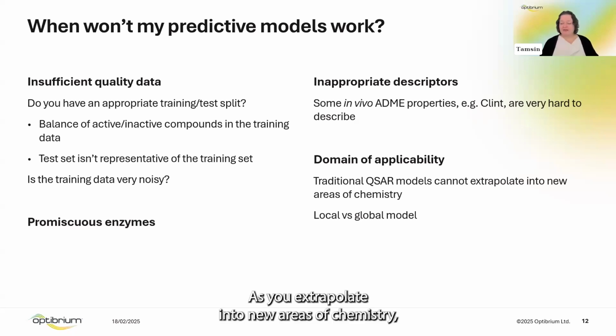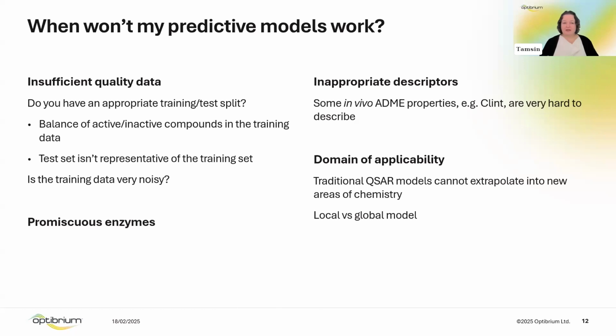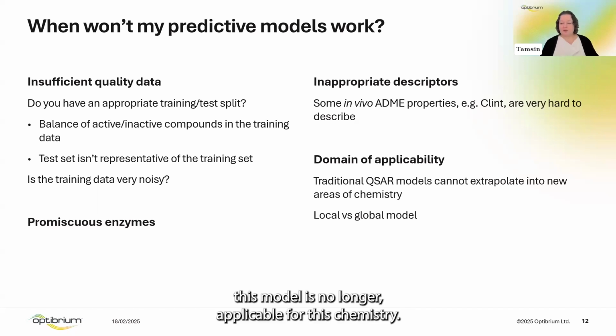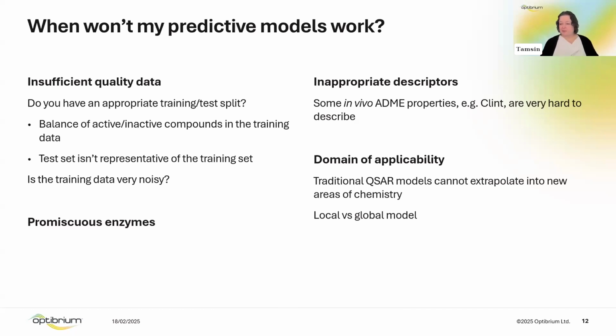As you extrapolate into new areas of chemistry, the models that we build all come with a confidence in the predictions that we make. And as you see that confidence dropping down, that would be an indication that this model is no longer applicable for this chemistry. And perhaps then it's time to rebuild a model.